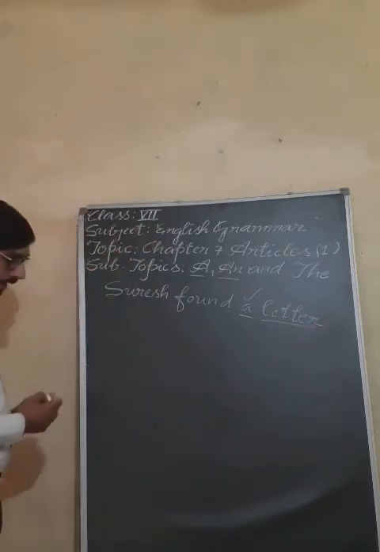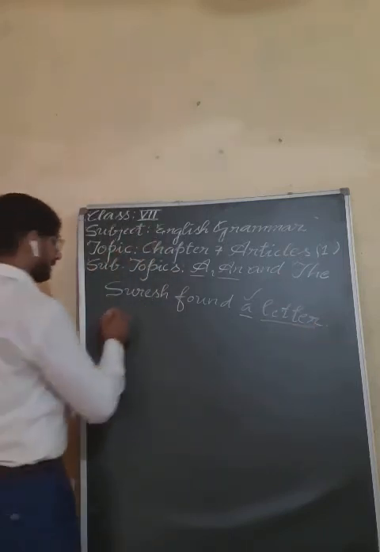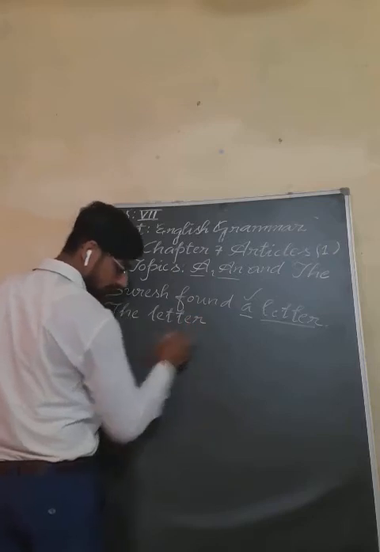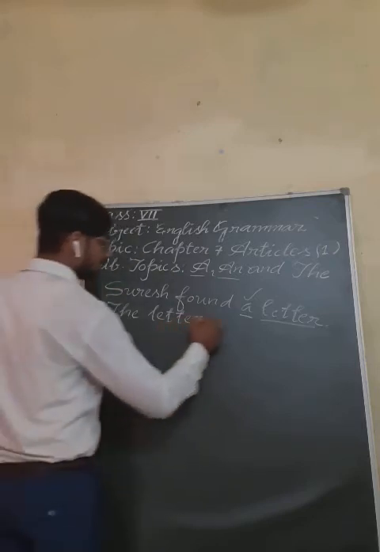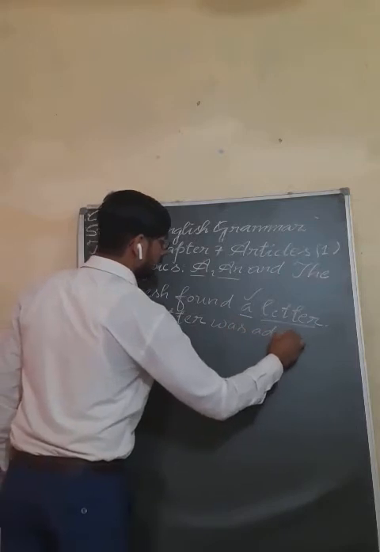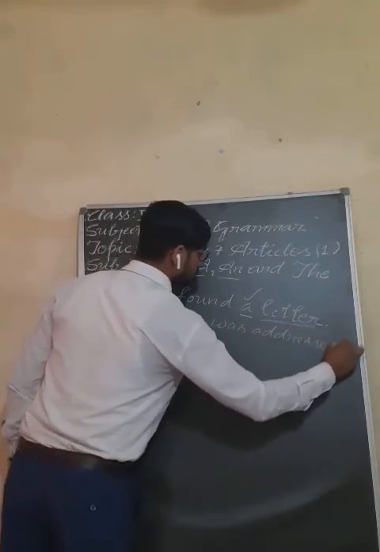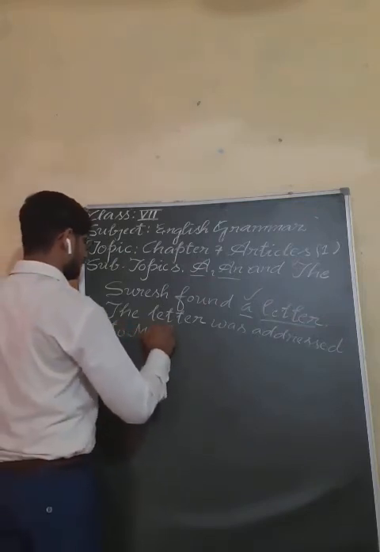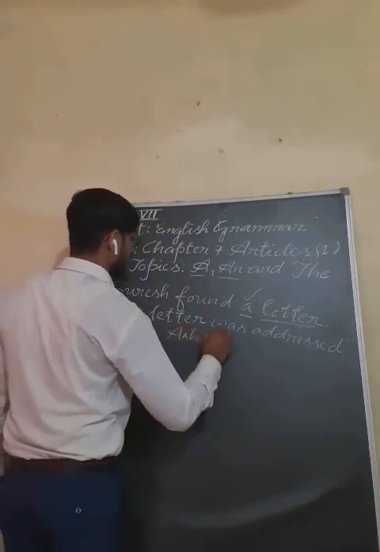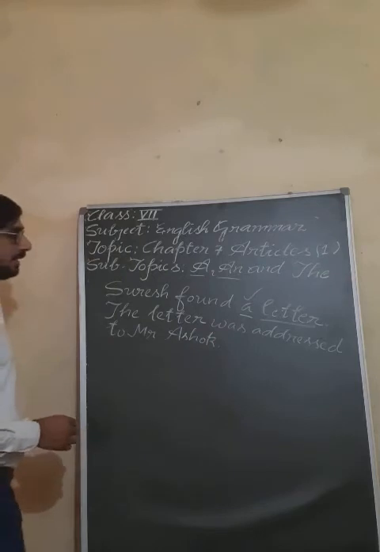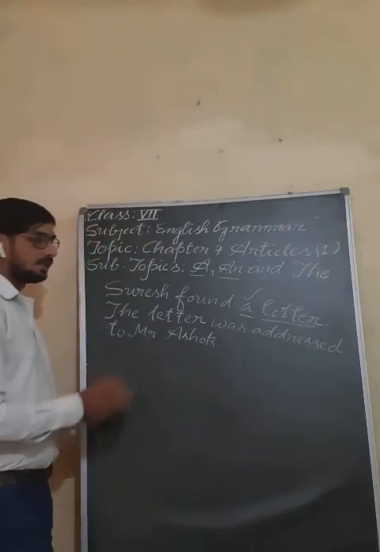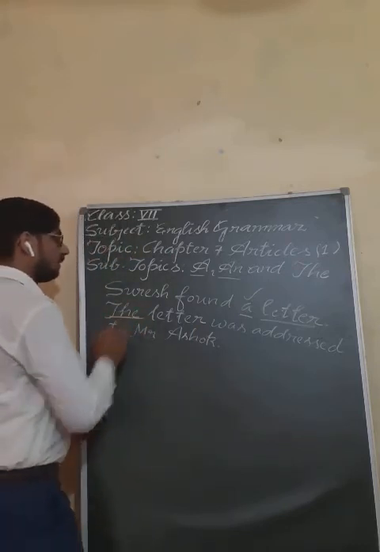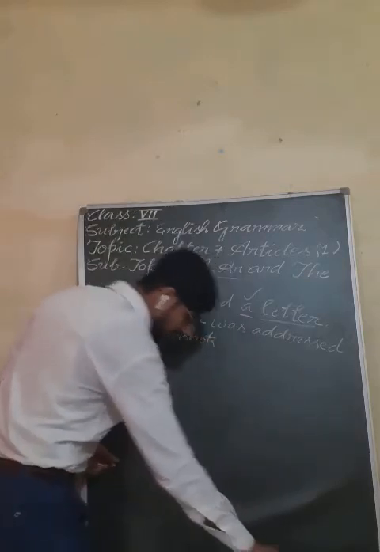And when I will repeat the word letter second time in a sentence, then I will write the letter was addressed. The letter was addressed to Mr. Ashok. So I hope that you are understanding. If a word will come in a sentence first time, a will be used, and if another time it will be repeated, then the will be used. The is known as definite article. Understand?